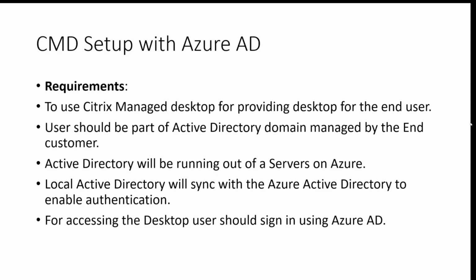Local Active Directory will sync up with Azure Active Directory to enable authentication, and we'll use AD Connect to achieve this. We'll use AD Connect, and we'll synchronize our local AD with Azure AD. For accessing the desktop, you should sign in using Azure AD. So basically, the workspace has to be configured in such a way that it is using Azure AD credentials to sign the user in.